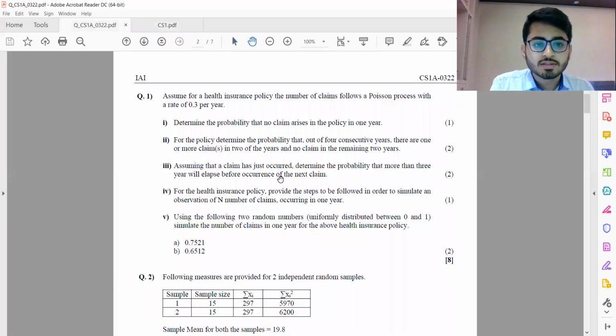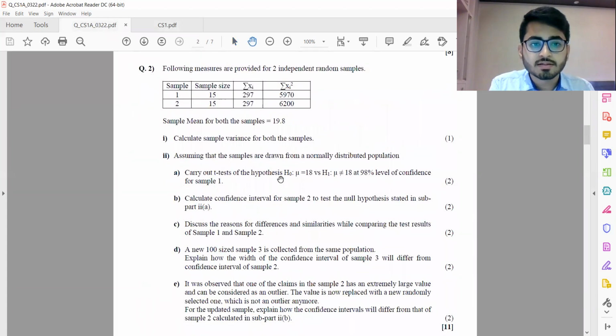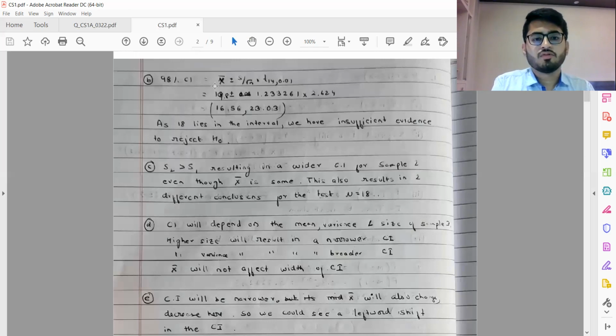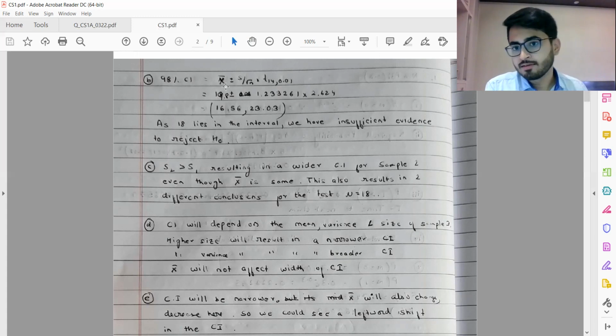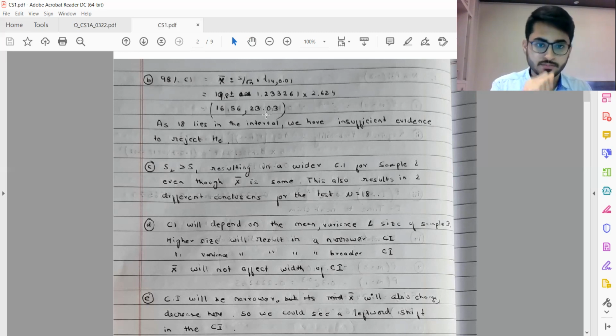So we need to perform the test for sample 1 only. Part B, we need to find the confidence interval for sample 2. Again, you'll see while working through this, I made a silly error. Instead of writing X bar, I first wrote mu and then did it as 18, but it should actually be X bar only. So putting all these things together, I'm getting 16.56 and 23.03. Note that 18 does lie in this interval. Therefore, we have insufficient evidence to reject H naught over here.